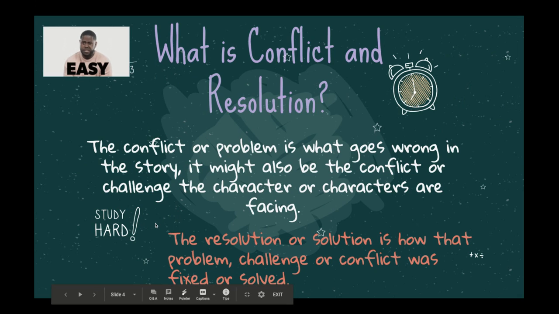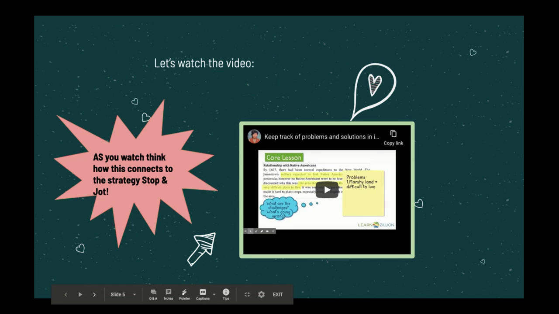So, what is conflict and resolution? Like I had mentioned earlier, it is pretty easy. It's problem and solution. That's how we normally hear it. The conflict or problem is what goes wrong in the story. It might also be the conflict or challenge the character or characters are facing. The resolution or solution is how that problem, challenge, or conflict was fixed or solved. So as you watch the video, think how this connects to that strategy of stop and jot.